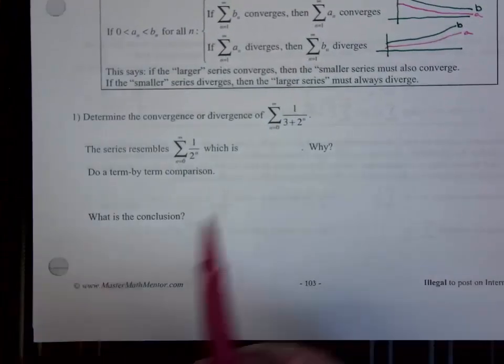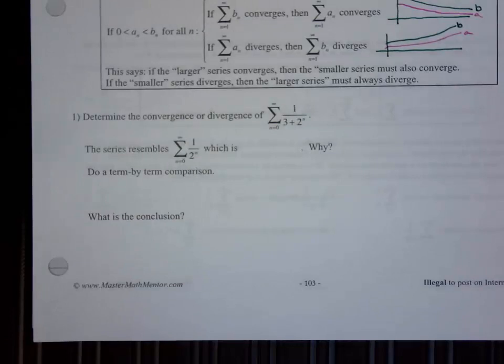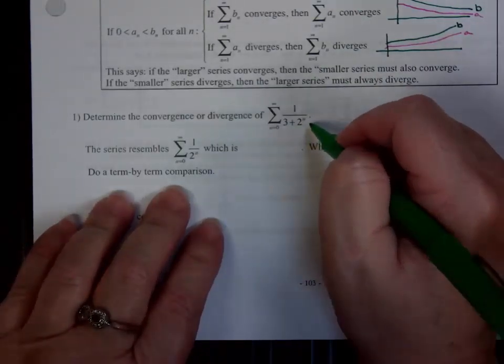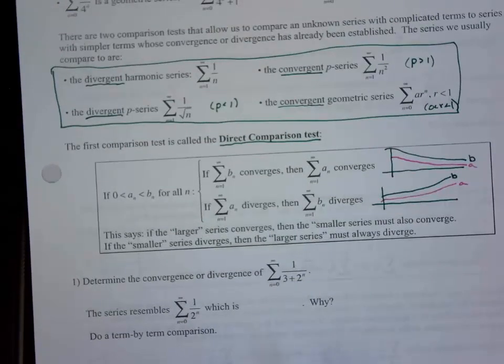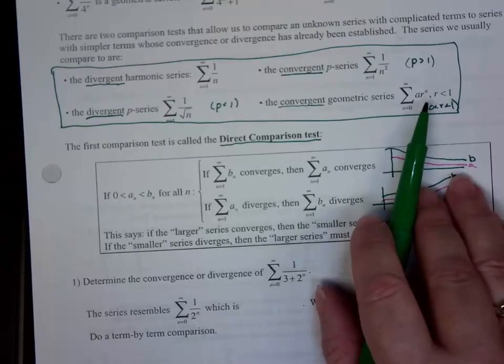Determine the convergence or divergence of this. Well, that's not a perfect P series or a perfect anything. But because it has 2 to the n, I go back up here to look at the 4 that I boxed in. Which one of these 4 has an n for a power? Which one has n as an exponent? Not n as a base. It's the geometric series. Do you see that? The n is the exponent.